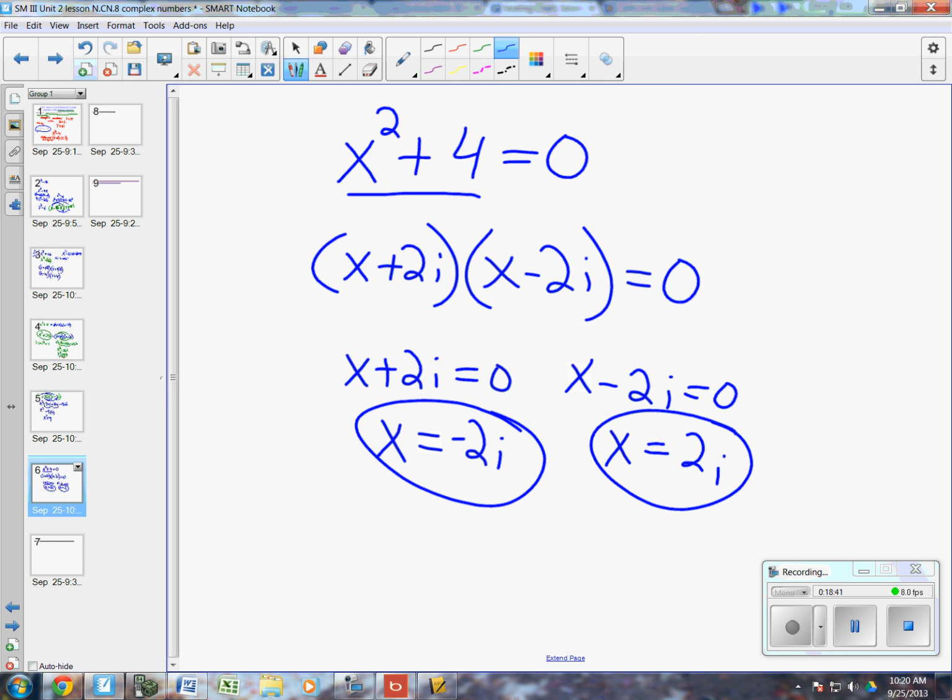I don't know if that was probably about the same length as the other one, wasn't it? But I want you doing it this way today. Solve it by factoring, okay?